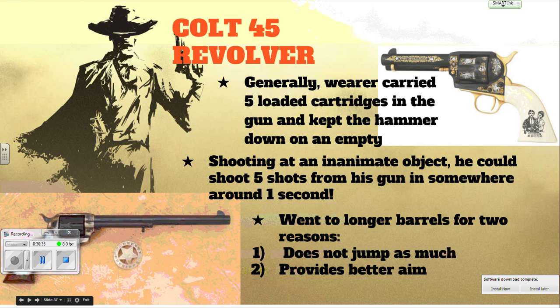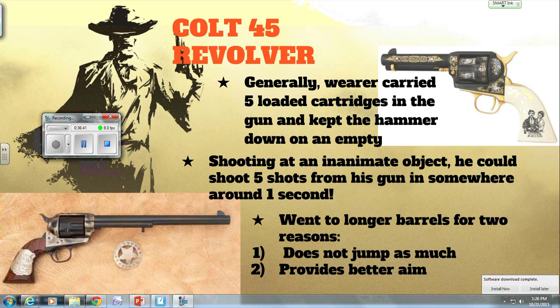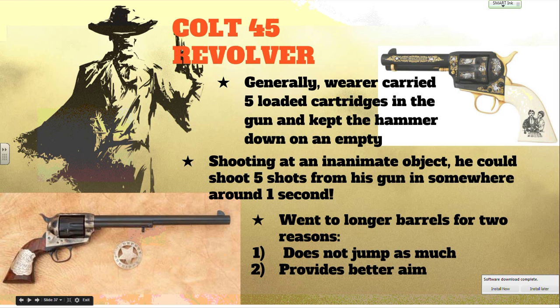Now, lawmen tended to use a peacekeeper like this. It's still recording, right? Okay, we'll try that. Okay, so lawmen usually used a peacekeeper like this. They went to a longer barrel because remember, what is the goal of a lawman? Not to be fast, but to be accurate. Remember, they don't shoot first, but they got to make sure they're accurate. Well, the longer the barrel, the more it guides the bullet and the more accurate it is, right? So that's why they had a little longer barrel.